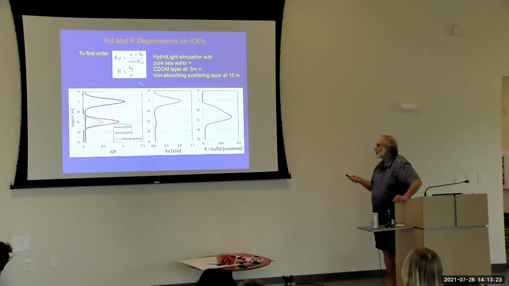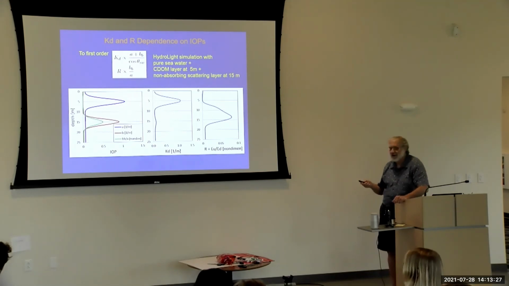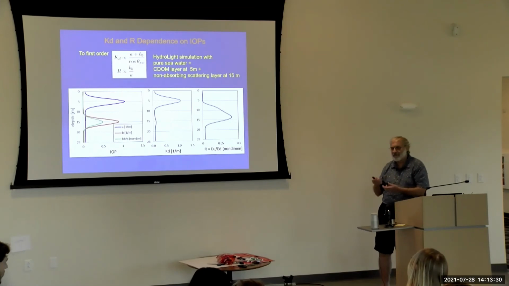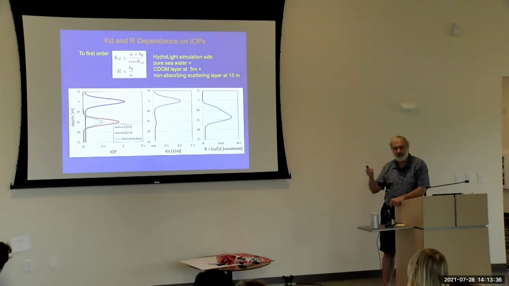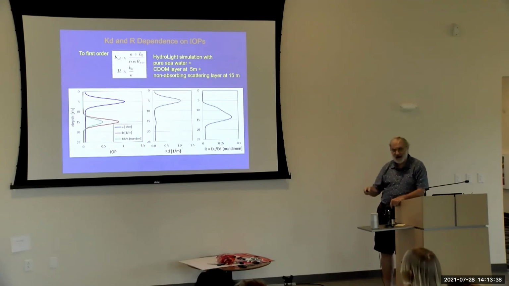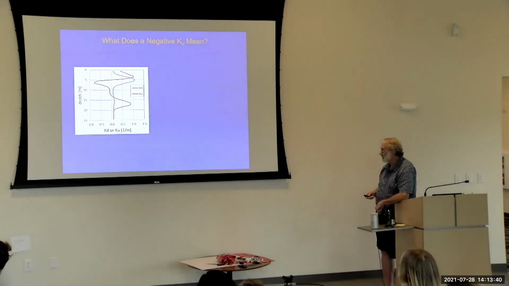So if you just play around with these kinds of profiles, you start building up intuition about what an AOP like KD or R might be telling you about the profile of the IOPs in the water.